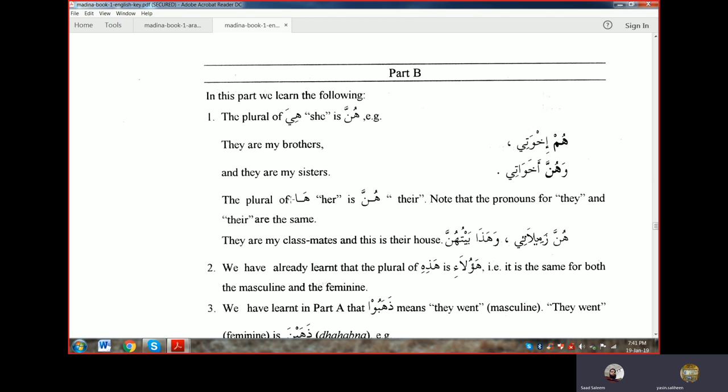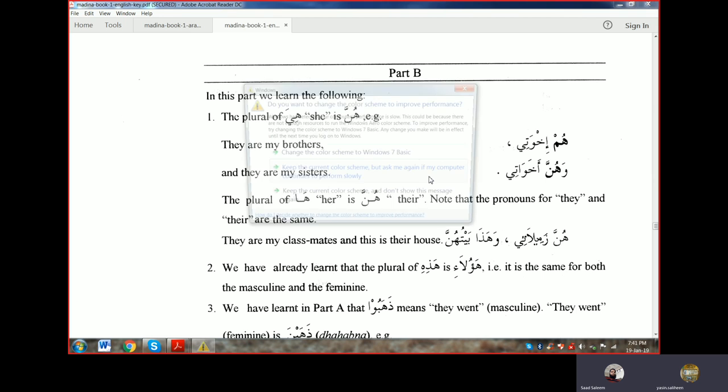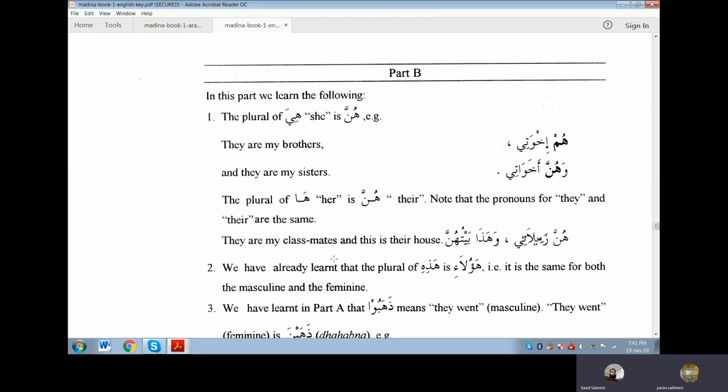The plural of hiya is hunna. The pronouns for they, masculine and feminine, are the same in the sentence. They are my classmates. Let me start with the Arabic first.